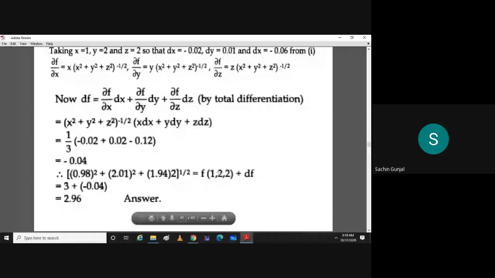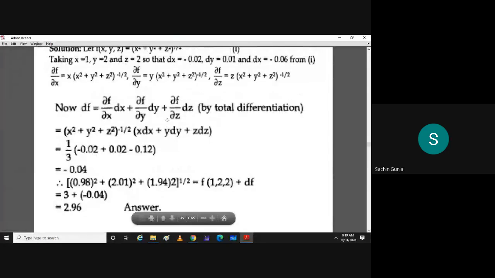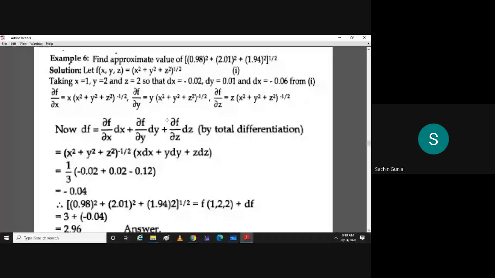So df is f of x2, y2, z2, or f of xyz, minus the given thing. Or df is equal to f2 minus f1 in some sense. So f2 is this and f1 is f of 1, 2, 2.